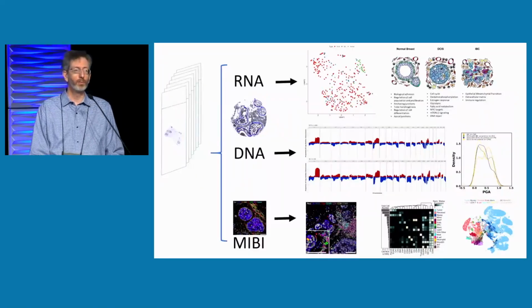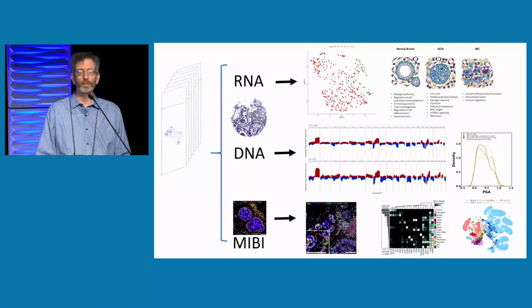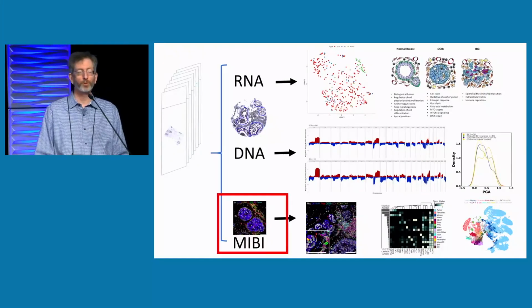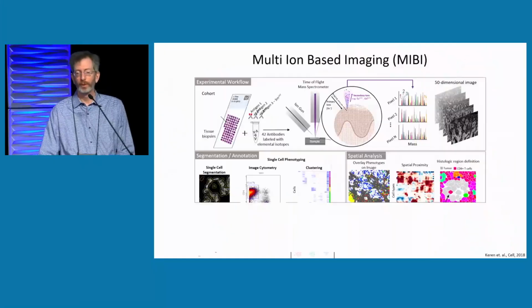And we looked at a number of different modalities. We did this by taking multiple serial sections of the archival paraffin-embedded tissue. Each slide then goes off to make either an RNA study, DNA study, or the proteomic MIBI study down below. So first I'm going to talk about the MIBI work.